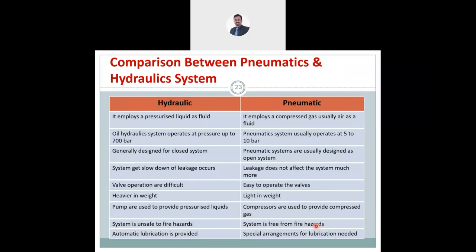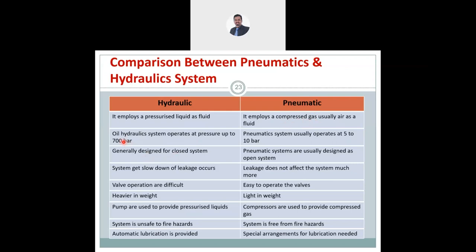Okay, so general comparison between pneumatic and hydraulic system. Okay, soalan-soalan ni dia selalu akan keluar lah dalam your exam. They compare pneumatic and hydraulic, bagi 3 markah. So bolehlah take a few of these points and you can write. Okay, so boleh tengok. So it employs a pressurized liquid as fluid. So hydraulic digunakan pressurized liquid, pneumatic digunakan compressed gas ataupun pressurized gas.